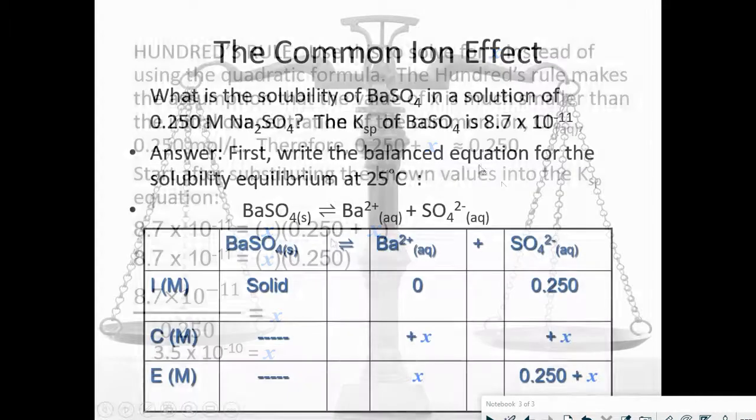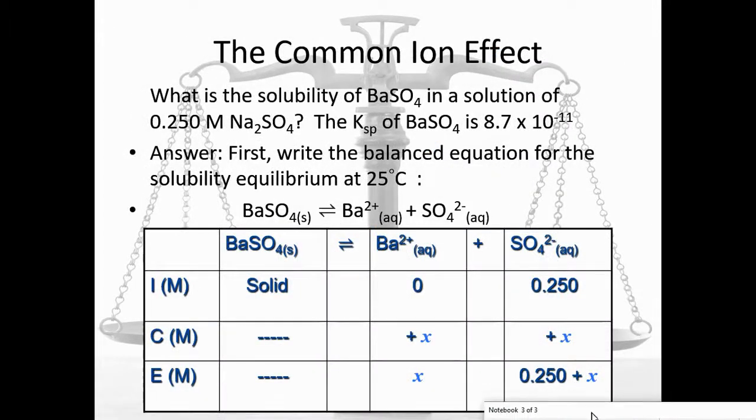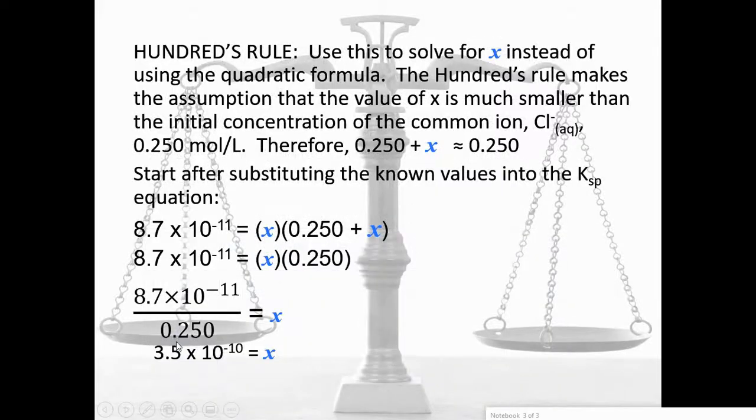That, as you remember, is the concentration at equilibrium of sulfate that we got in our ice table right there. When you divide it out, you get our answer of 3.5 times 10 to the negative 10. You can see that this is exactly the same as what you got if you were to have done the quadratic formula. So this saves a lot of time, but we have to actually do some checks to make sure that we can do this assumption that 0.25 plus x equals 0.25.